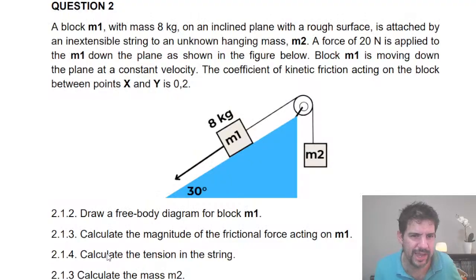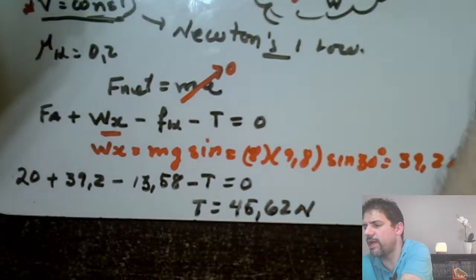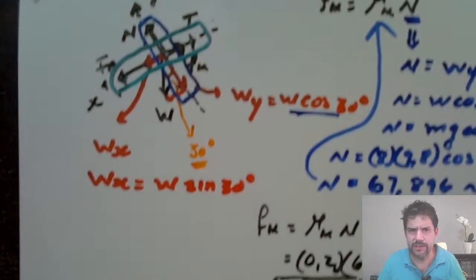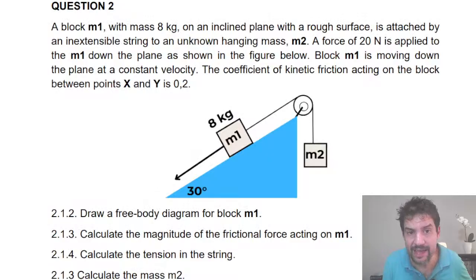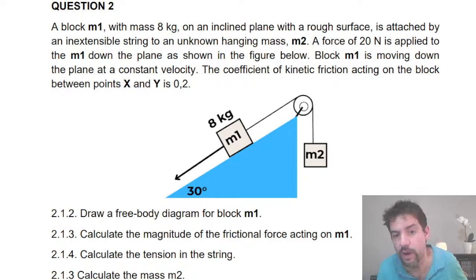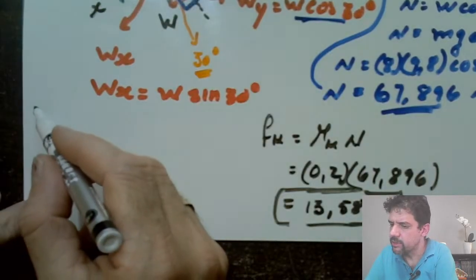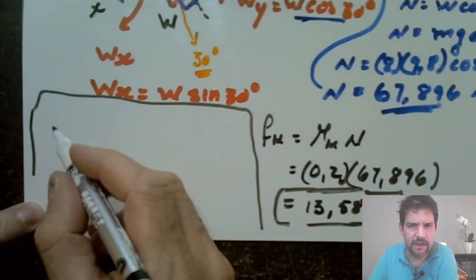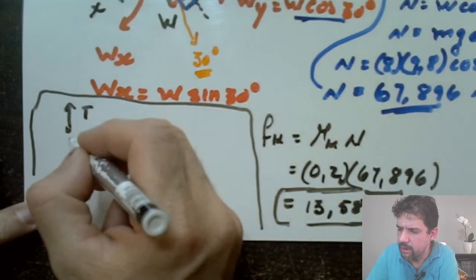We only have to calculate the mass of M2. I don't want to clean all this board because there's enough space. So now we have to work for M2. Now M2 is hanging. There are only two forces acting there, that is tension and weight. So let's do the free body diagram real fast. We're going to work on this corner. Forces acting: tension up, weight down.